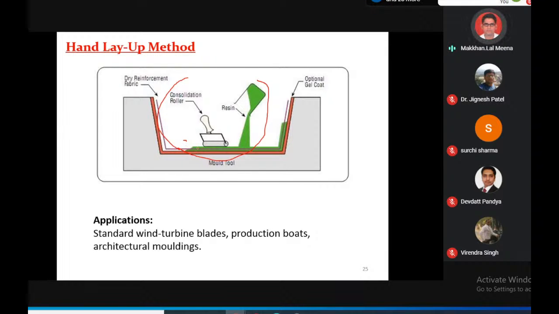On the mold tool, a brush is used to apply the resin matrix onto the reinforcing material. This is very important and commonly used for fabrication of composite materials, known as the hand layup method. Various applications of hand layup fabrication include wind turbine blades, production boards, architectural molding, and so on.